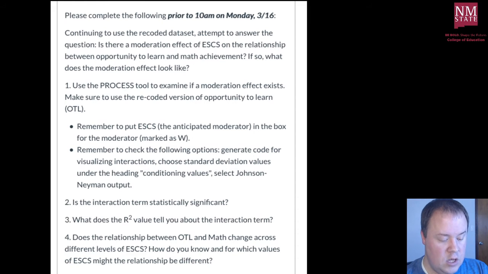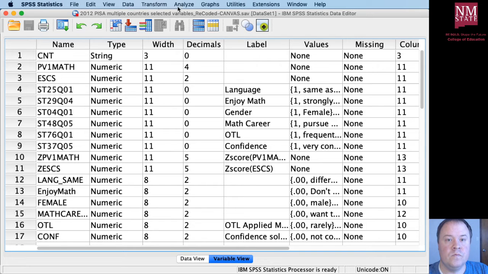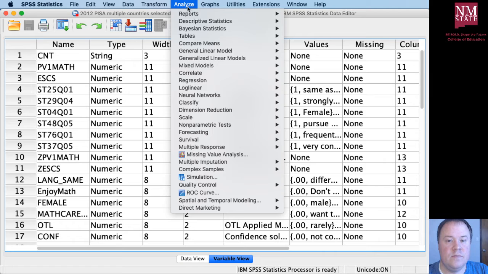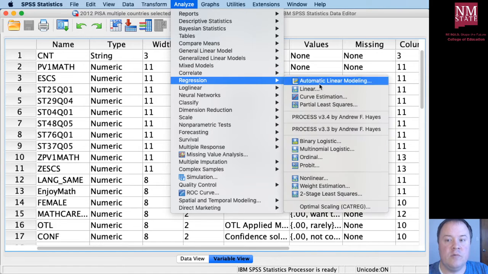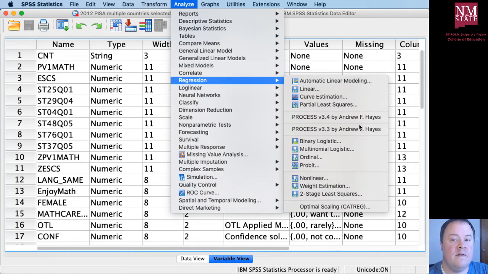Okay, so if we go to SPSS, we're going to go to Analyze. We should see the option here, and we're going to go with version 3.4. I have a previous version installed here. You will not see that on yours.